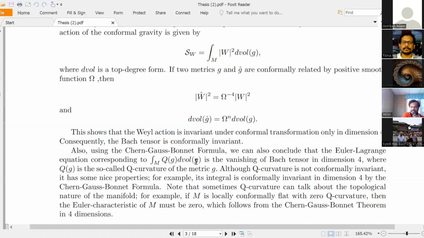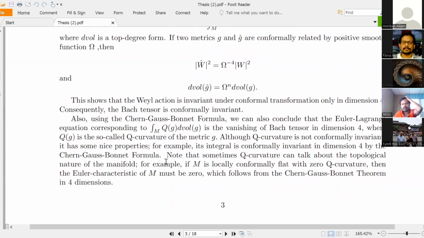And what happens is, if you take the volume integral of Q curvature and you find the corresponding Euler-Lagrange equation, that is our Bach equation. So as a mathematician, that is my preference. The Q curvature is a very exciting thing. I'm going to define in a moment what Q curvature is. A little bit of remark before I give you the exact definition: Q curvature sometimes can tell you very strong information about your manifold.